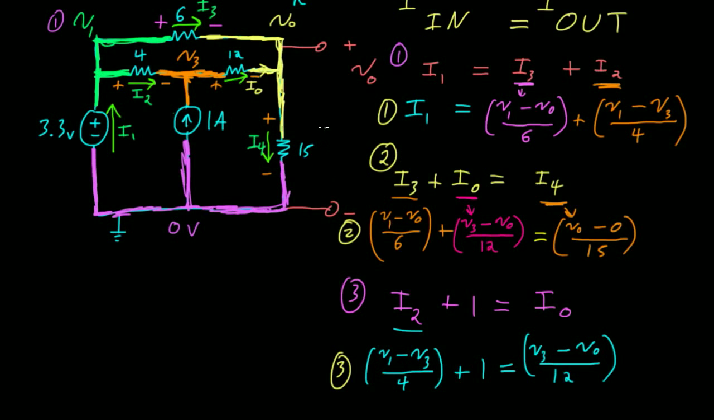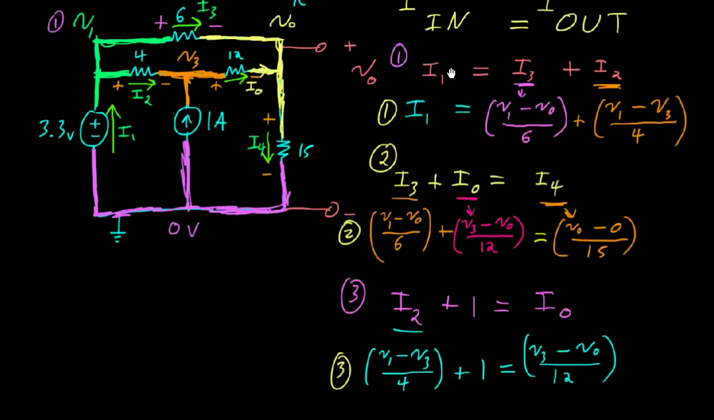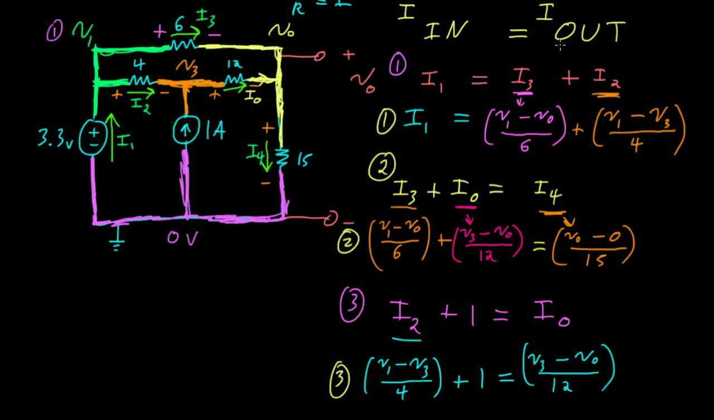Hello and welcome back. Over the past few videos, we've been doing nodal analysis on this circuit, and we were able to get our three different equations. We wrote the current into each node equal to the current out of each of those nodes, and we did that for every single node in this circuit except for the ground node. We don't have to do it that way, but typically in nodal analysis you write current in equals current out equations for every node except for the ground node.